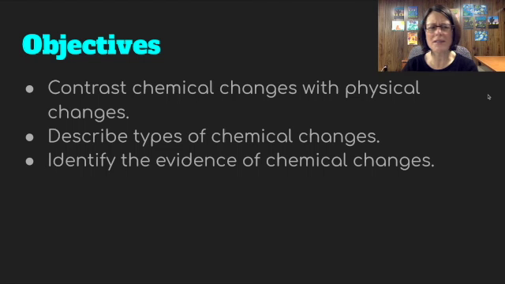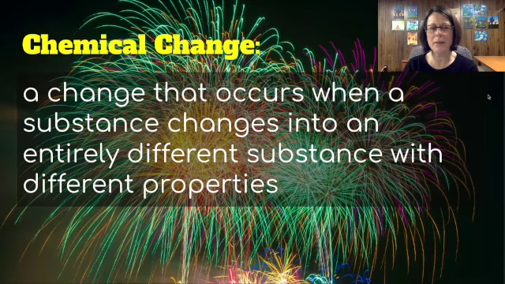So our objectives are going to be to contrast chemical changes with physical changes, describe types of chemical changes, and to identify the evidence of chemical changes. So here we go. A chemical change is a change that occurs when a substance changes into an entirely different substance with different properties. So last time with physical changes, if we started with water, we ended with water. This time with chemical changes, if we start with water, we end up with, say, hydrogen gas and oxygen gas.